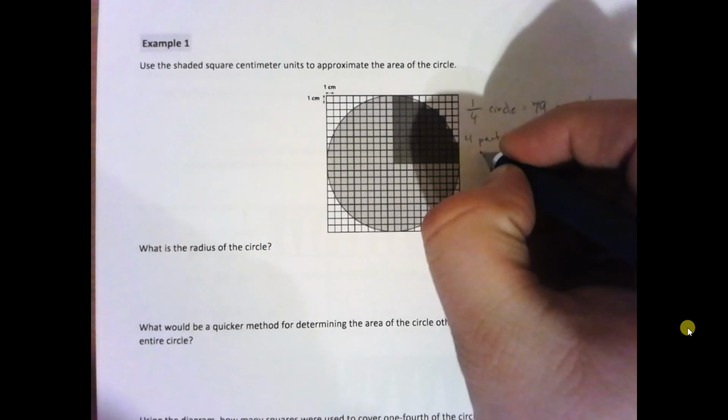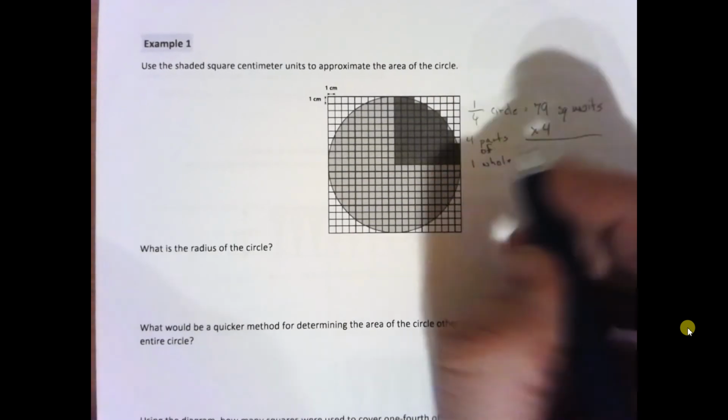Mr. Hale, why did you say 1/4 of the circle? Well, look, only 1/4 of the circle is shaded. The area is not just 1/4 of the circle. The area is every square inside the circle. So we can't say 79 square units is my area, because that doesn't make up the whole circle. So instead, I have to take 79 and multiply it by 4, because you remember, 1/4 is 4 parts of one whole. So we have to multiply by 4.